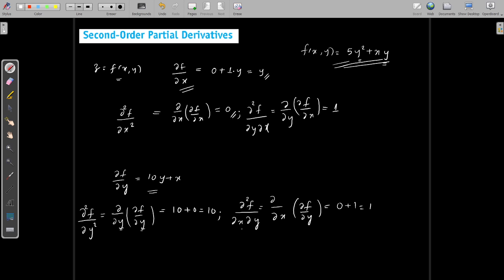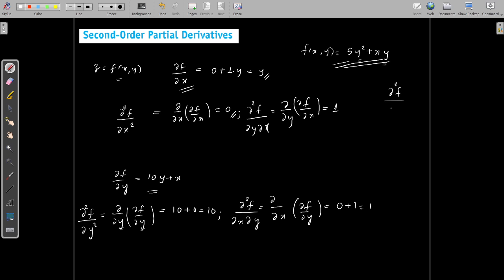This shows the derivative of the function f with respect to y first by taking x as a constant, then taking the derivative of that quantity with respect to x by taking y as a constant. These are the only possible second order partial derivatives defined for a function z equal to f of x, y. So these are the second order partial derivatives of f.